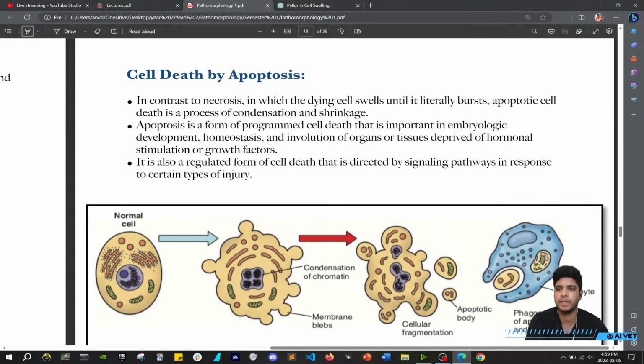Okay guys, let's continue where we left off. So I thought we'll go with cell death and then go from there. In contrast to necrosis, in which the dying cells swell until they literally burst, here the dying cells show condensation and shrinkage.